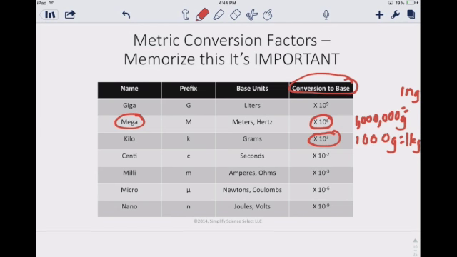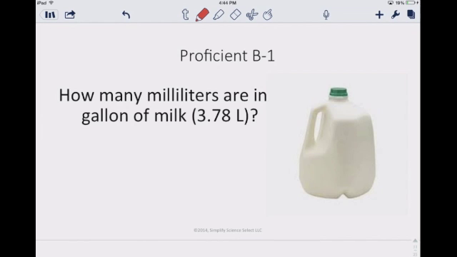So let's jump into some examples. It says how many milliliters are in a gallon of milk, which a gallon of milk is 3.78 liters. So we already did that conversion for us, gallon to liters. Now all we have to do is take it into milliliters. Now when we're doing this, we use a system that's called dimensional analysis to do our conversions. All dimensional analysis does is help us set up how we convert. So the first thing we do when we're doing dimensional analysis is we write our statement of equality.